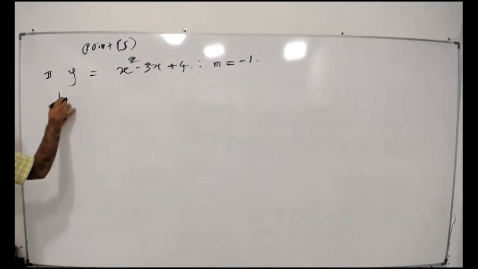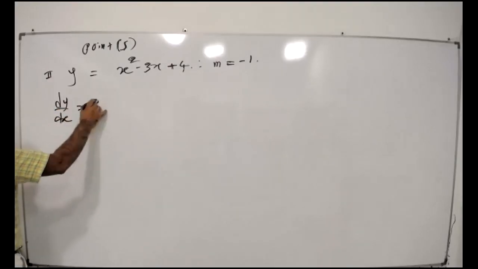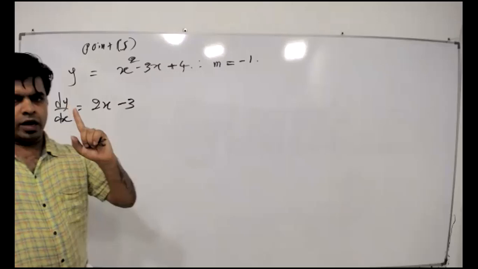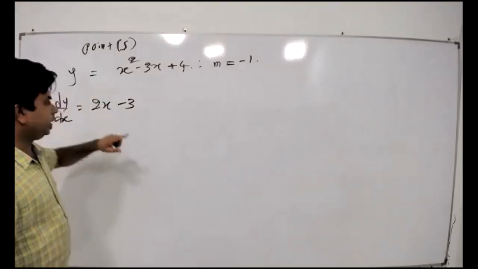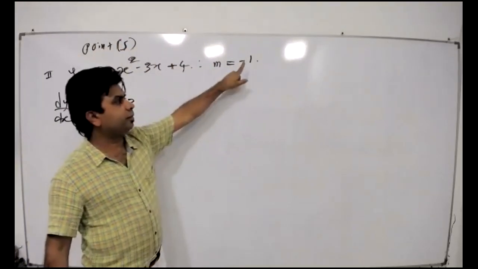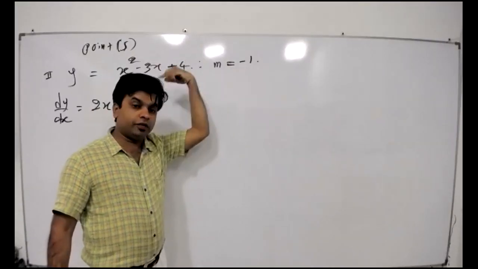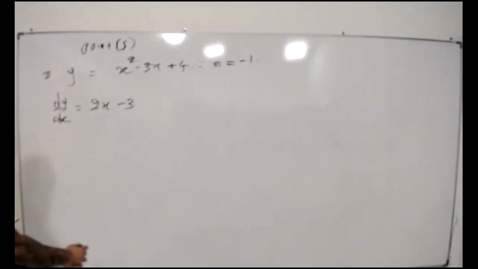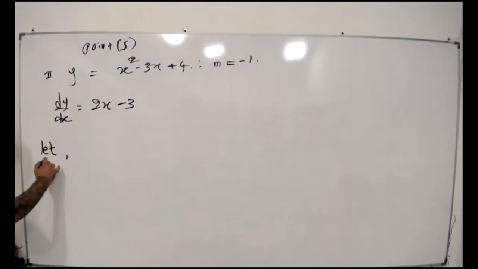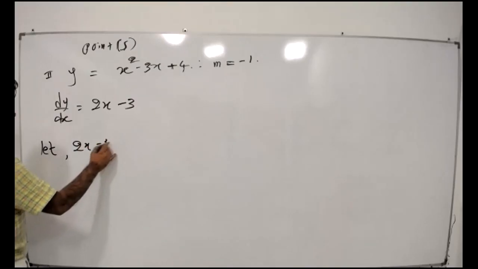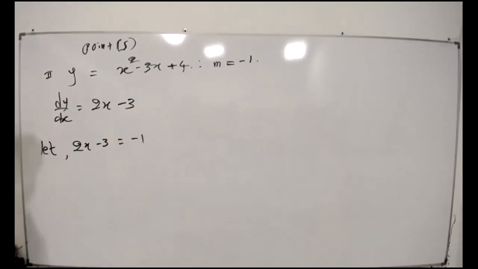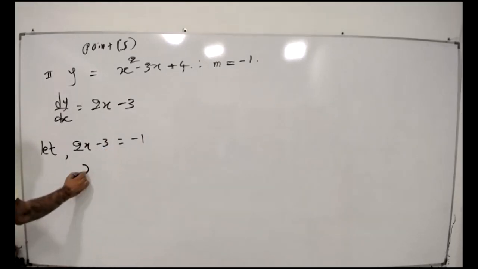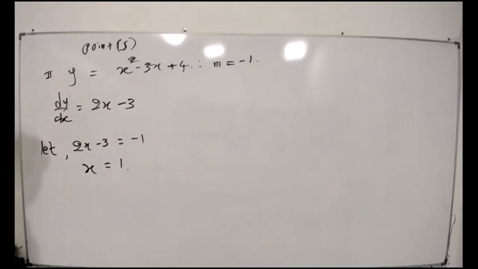You know that when you find the gradient function, dy by dx equals 2x minus 3. Clear? Now, suppose we are going to find the x value corresponding to the gradient minus 1. Earlier, we were given the x value and we found the gradient. Now, what do we do? You just equate 2x minus 3 to minus 1. Clear? Then 2x minus 3 equals minus 1 means this goes to the other side, then it becomes 2, and dividing by 2, x equals 1.